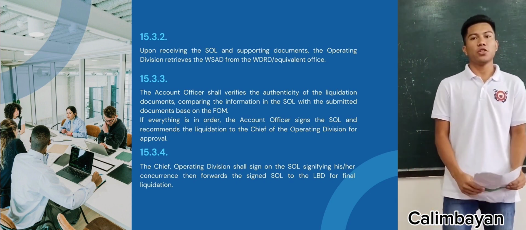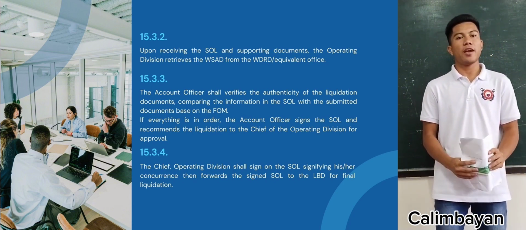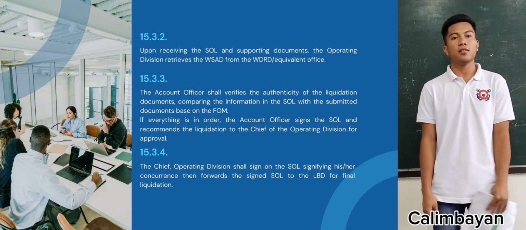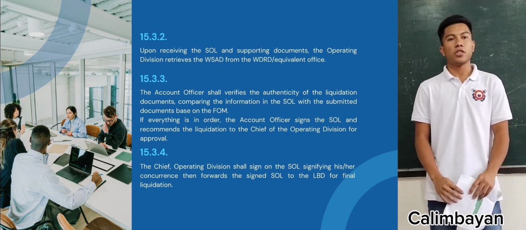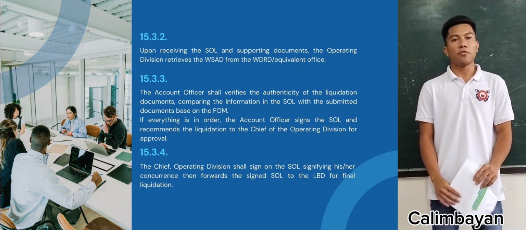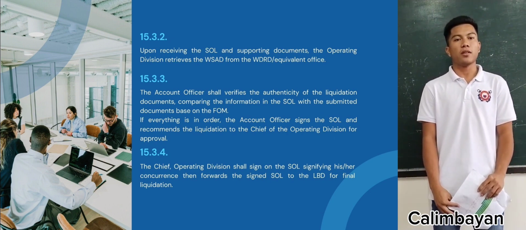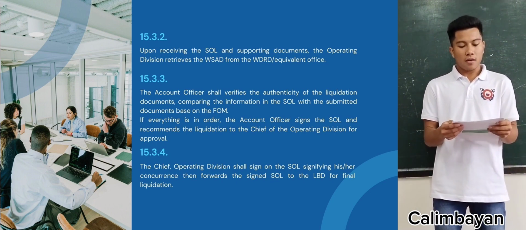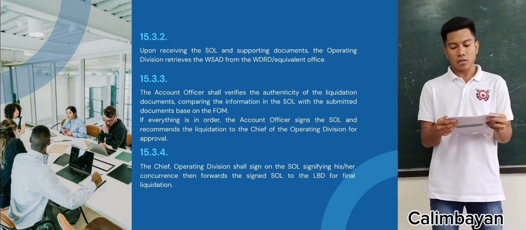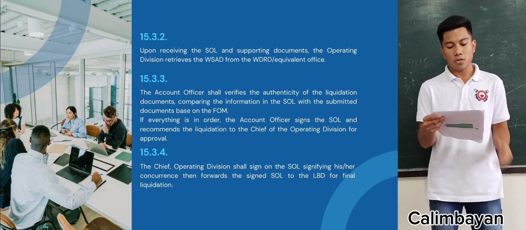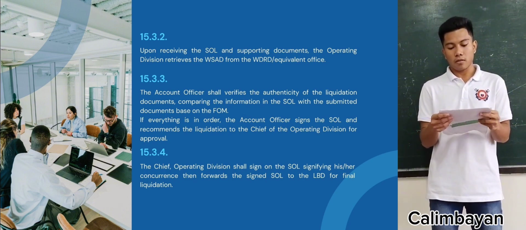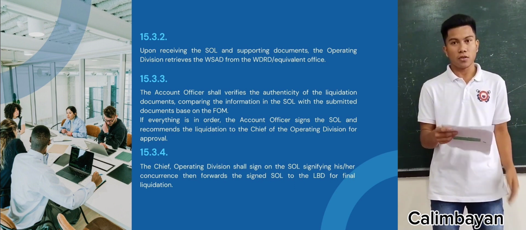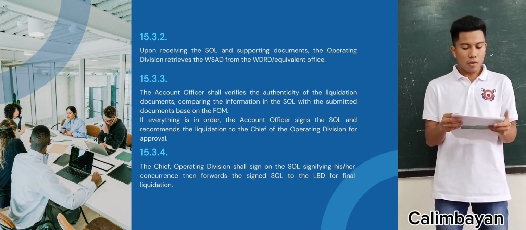Section 15, subsection 3.2. Thereafter, the account officer shall verify the authenticity of the liquidation documents, comparing the information in the SOL with the submitted documents based on the FOL. A. Quantities of the raw materials utilized to produce the finished goods exported or sold or transferred in case of ICPW. B.